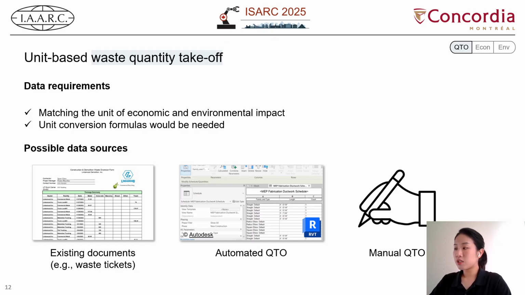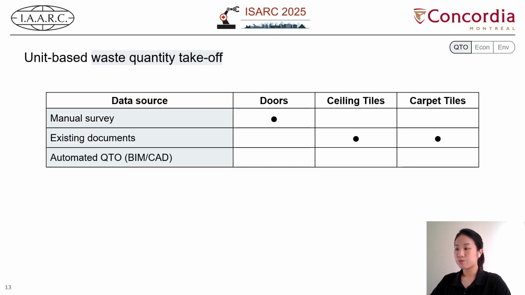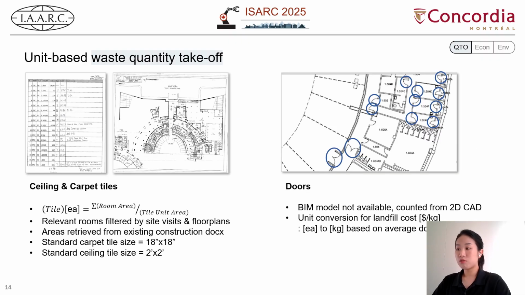This quantity information can be retrieved from existing documents such as waste tickets or waste management plans. With BIM models, quantity takeoff can be easily automated. Another option is simply manual QTO. And for your information, more details can be found in paper and references. In the case study, except for the doors manually counted from 2D drawings, those of the ceiling tiles and carpet tiles were extracted from readily available documents.